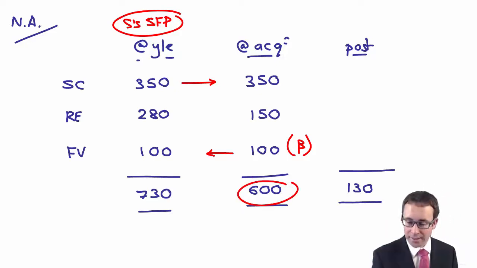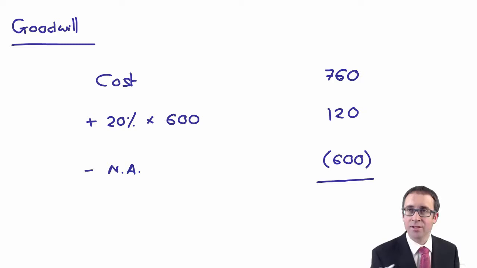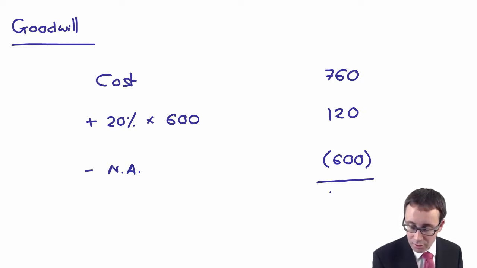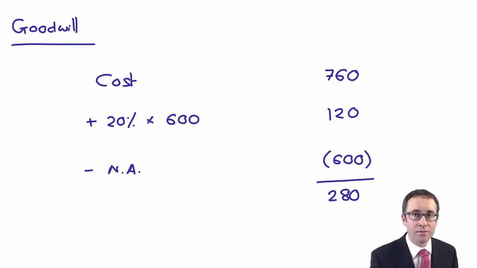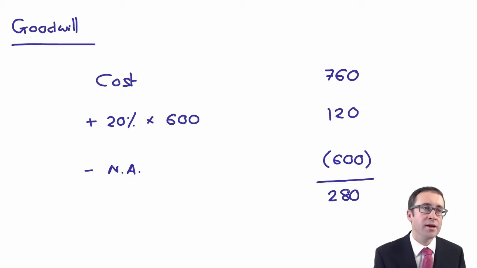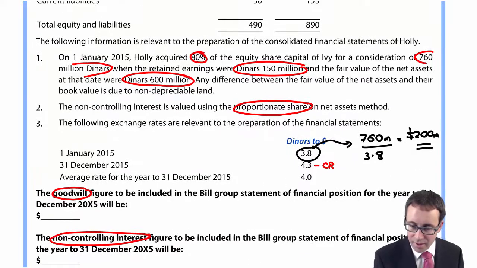Your net assets working. Totaling that up, 760, 860, 880 less 260, less 600, is that 280. So that's my goodwill. Be careful. That's in dinars, isn't it? So we need to translate that there at the closing rate. The closing rate, what have we got? Let's just go back and check. The closing rate that you have is 4.3.